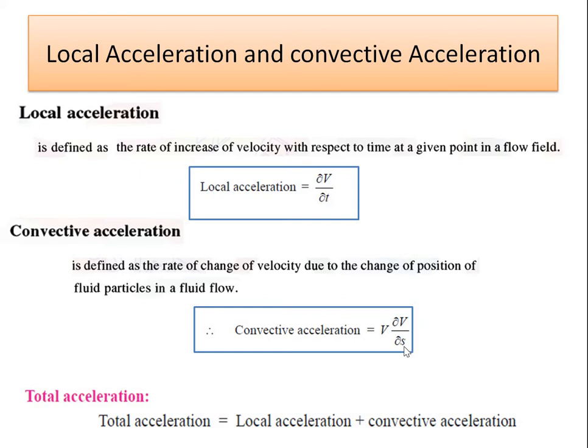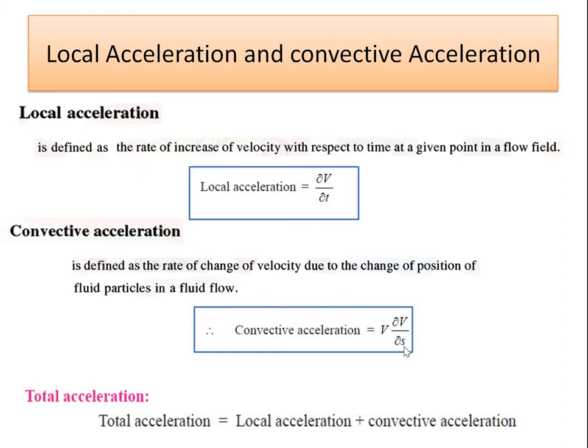Now convective acceleration. What is convective acceleration? It is defined as the rate of change of velocity due to the change of position of a fluid particle in a fluid flow. What is the difference between local acceleration and convective acceleration? Local acceleration is the change in velocity with respect to time, and the change of velocity due to the change of position of the fluid particle is convective acceleration. Therefore, convective acceleration can be given as V ∂V/∂s, where ∂V is the change in velocity and ∂s is the change in position.